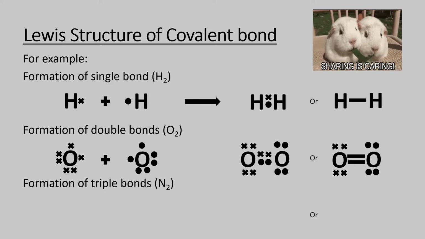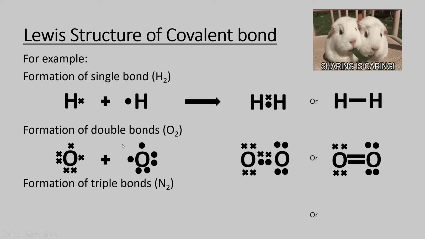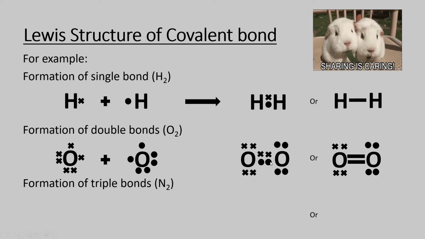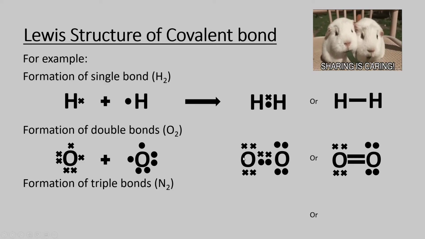For a double bond, for example oxygen gas, each oxygen has 6 valence electrons. To become an octet, each of them needs 2 more, but they only have 6. Who gives and who takes? Instead, they share. This one shares with this, while this one shares with this, so we get a double bond. Every electron pair they share makes a bond. A bond is made when they are shared.